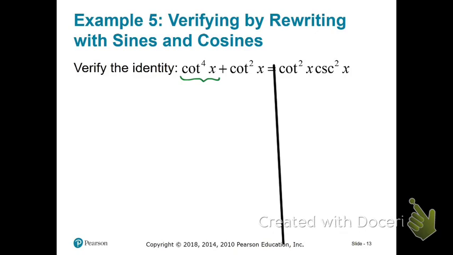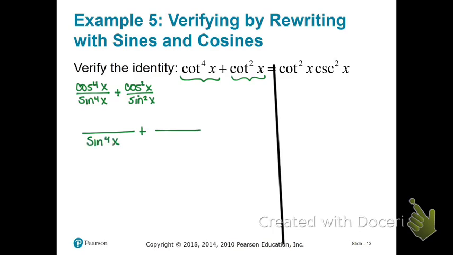Yes. So, we took cotangent to the fourth, and we rewrote that as cosine to the fourth over sine to the fourth, plus, and we took cotangent squared, and we made that cosine squared over sine squared. And then we said we could add those fractions if we had a common denominator, right? So we said our common denominator is going to be sine to the fourth.